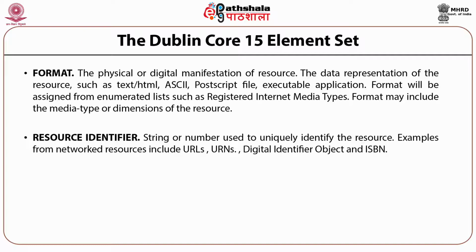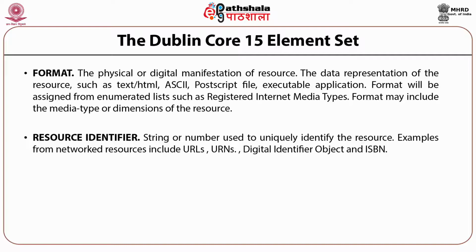Then a resource identifier. How will you identify the resource? You see, in case of books, journals, with the help of call number, you are identifying the exact book from among thousands of books on the shelf. So, also in case of this Dublin Core, resource identifier is a string or number used to uniquely identify the resource. What are the examples? From network resources.